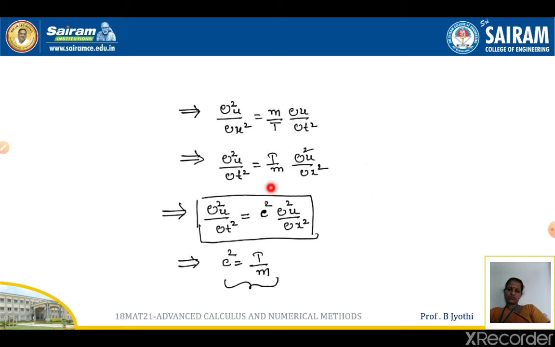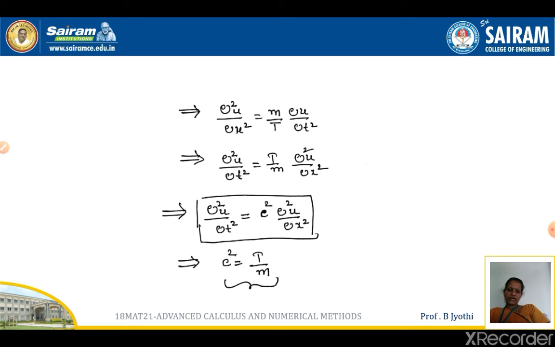∂²u/∂t², or ∂²u/∂t² is equal to T by m into ∂²u/∂x², or ∂²u/∂t² is equal to c² into ∂²u/∂x². We can take T by m as c². So the required equation that we are getting is ∂²u/∂t² is c² times ∂²u/∂x².